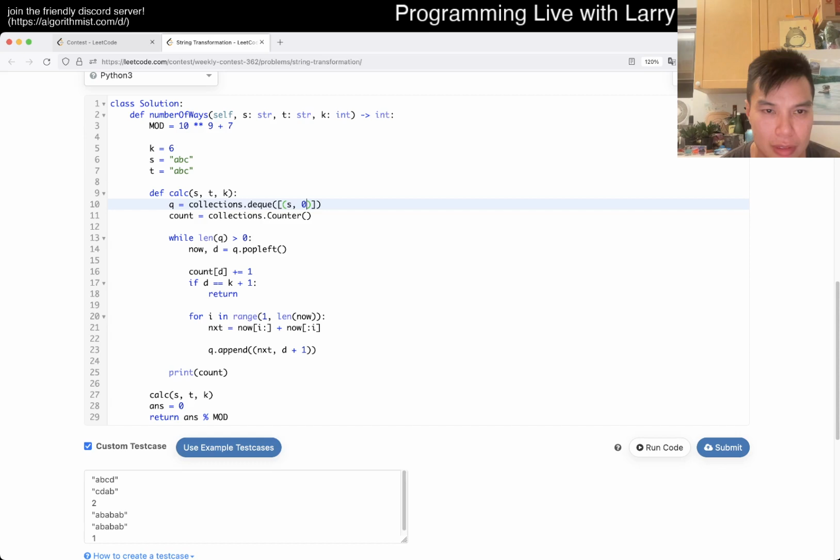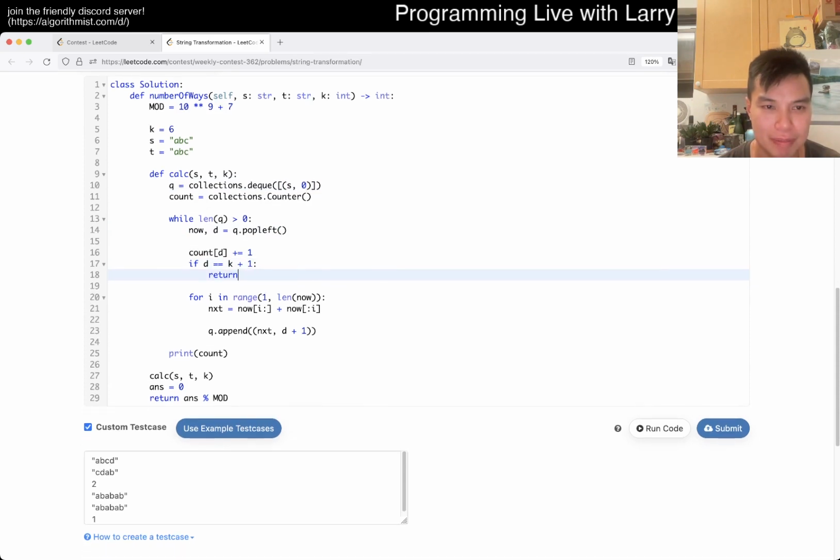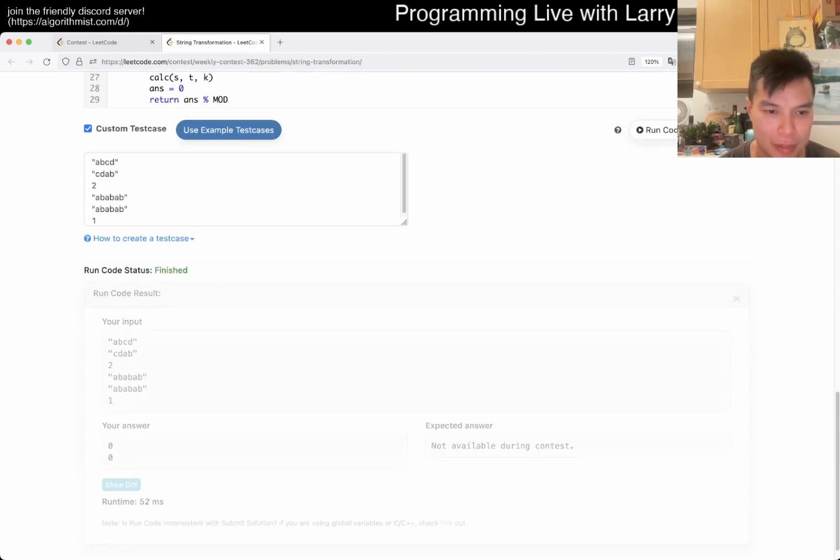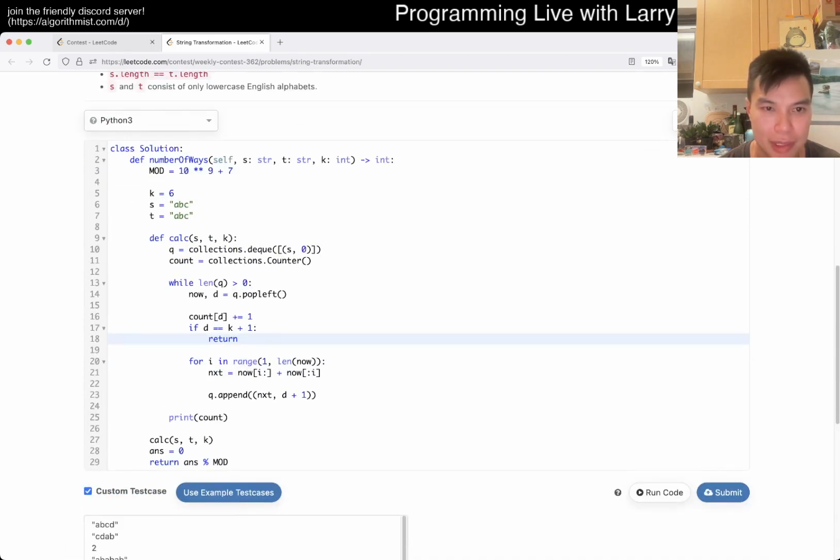Link plus d is equal to k plus 1. How is this not 1? Did I make a mistake? Maybe I did.